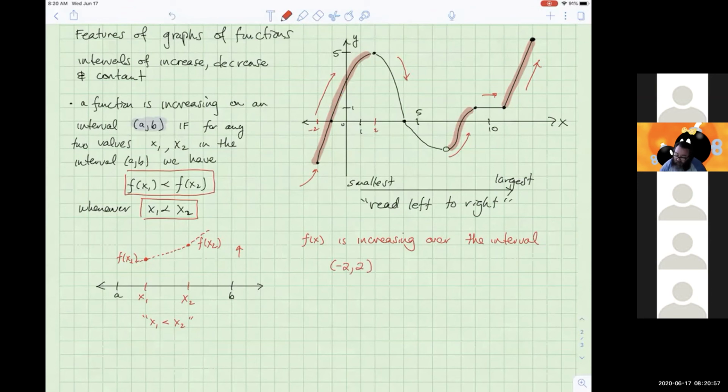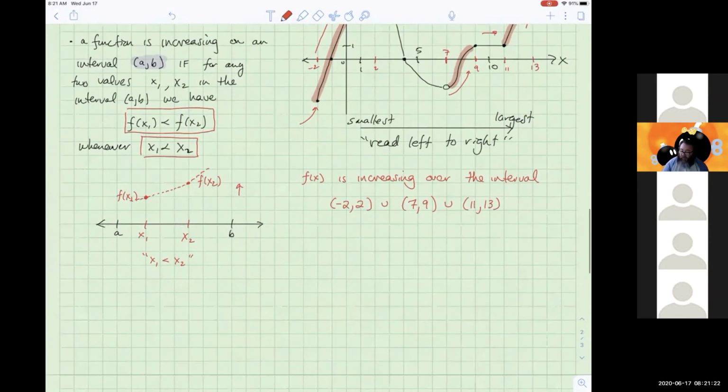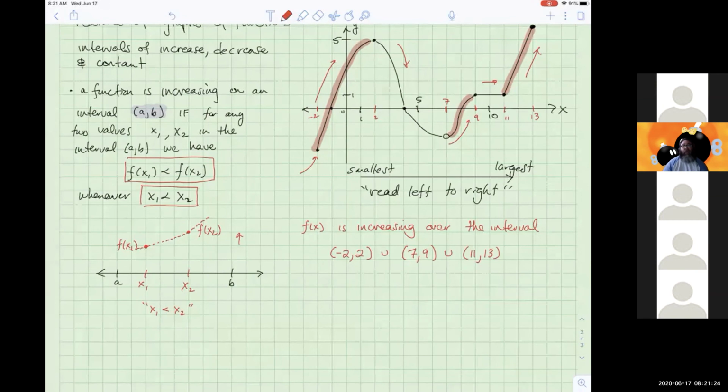And then it starts up again at 5, 6, 7, 8, 9. And then it's increasing from 7 to 9. And then 11, 12, 13. And then again from 11 to 13, not including the endpoints. And then we would join those intervals together with a union. And that would be my interval or intervals of increase for this function.